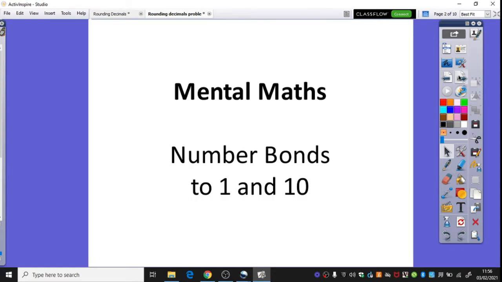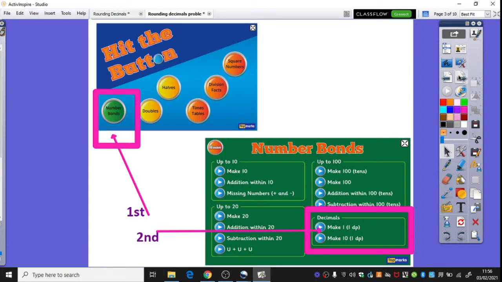This week we've been looking in mental maths at our number bonds. We've explored number bonds to 100 and 1000, and yesterday we also looked at number bonds to 1 and to 10 with decimal numbers. Now today it's going to be about you choosing your own level of challenge to play the game Hit the Button, which I'm sure is familiar to lots of you.